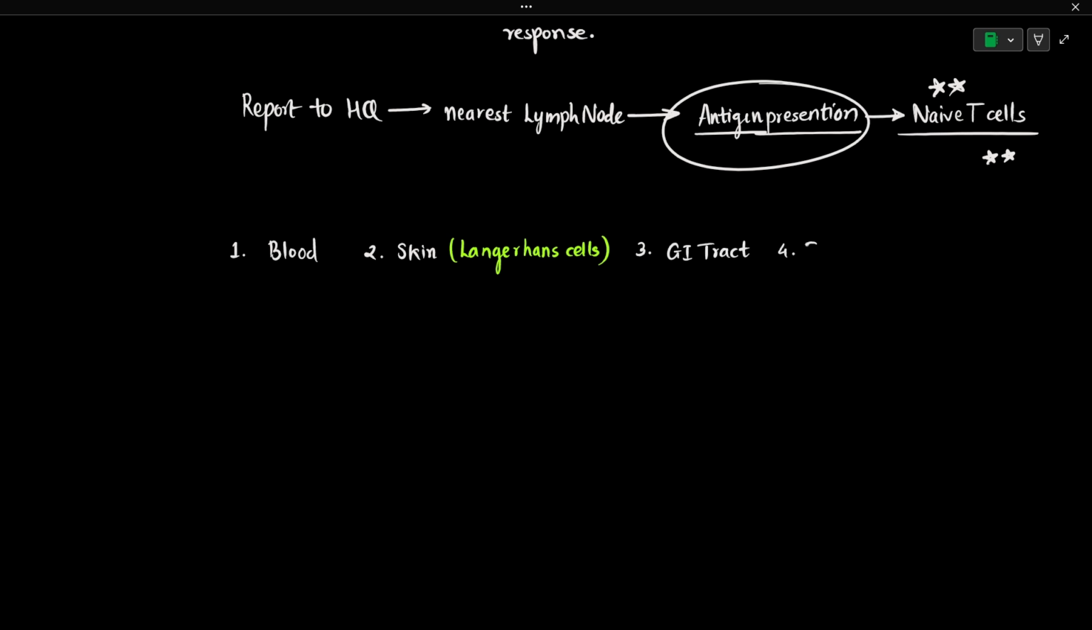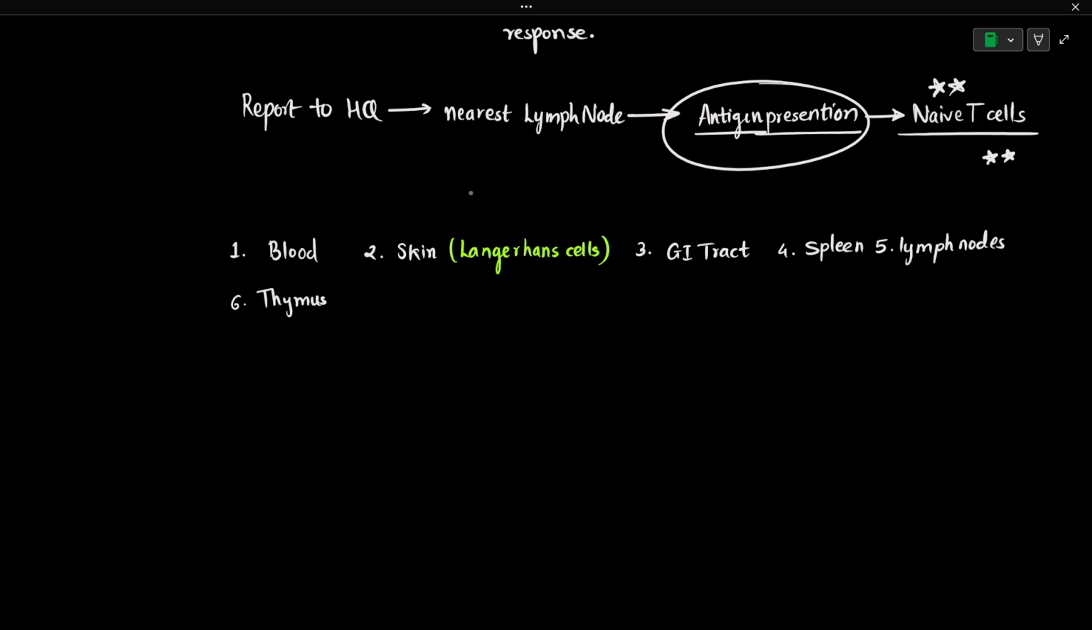Okay, they are also found in the spleen. They are also found in lymph nodes, and they are also found in the thymus. So these are the various tissues where those dendritic cells are located.